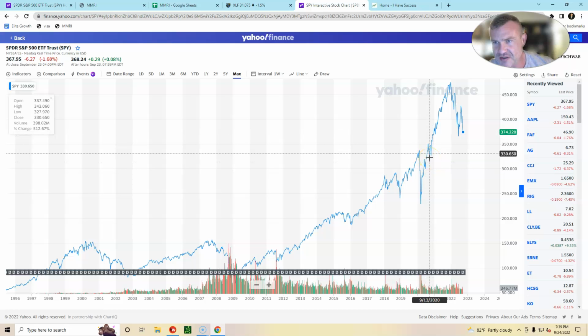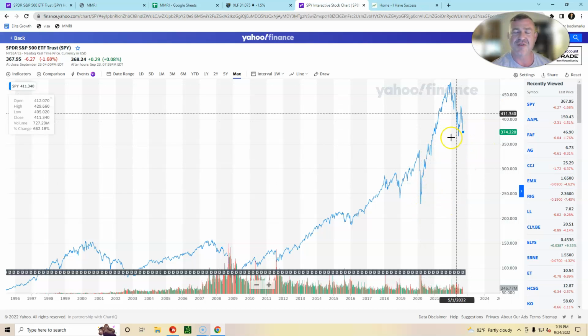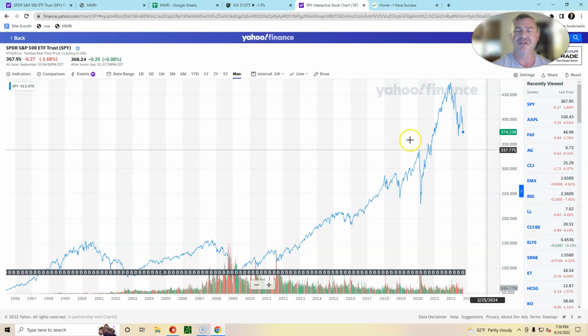Here's another little point: if it breaks 365, we might see it go down to the 330 range. Is that somewhere in there, the 330 range? And if it breaks through that, we might be looking all the way down here. I mean, that's a really, really far drop. We'll see what the powers that be do.